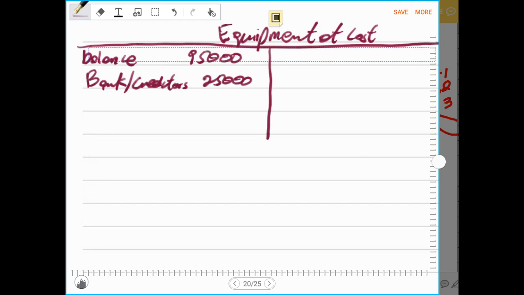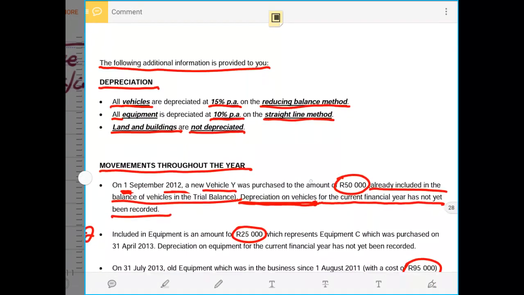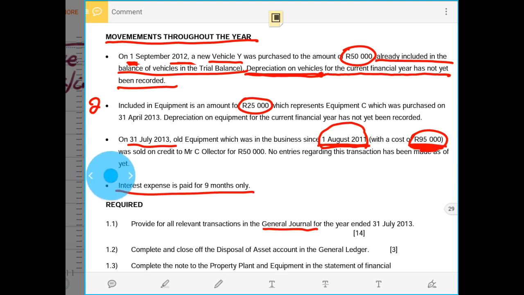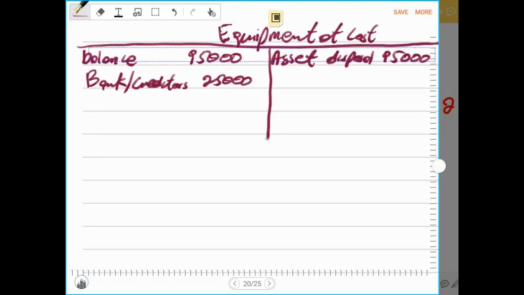So you start with an opening balance and you record whatever happened during the year. Then you record disposals, if there was any disposal during the year, and I think there was a disposal of equipment, so we record that as asset disposal. The equipment that was disposed of during the year, they told us it was costing 95,000 rands. As you can see in the third adjustment, an old equipment that was costing 95,000 rands, which was in the business from the 1st of August in the year 2011, was sold out of the business. So we have to remove that equipment at cost price. That is why we record 95,000 rands.